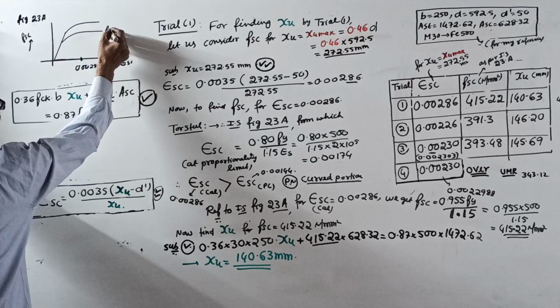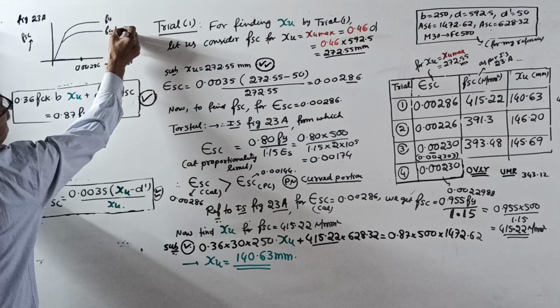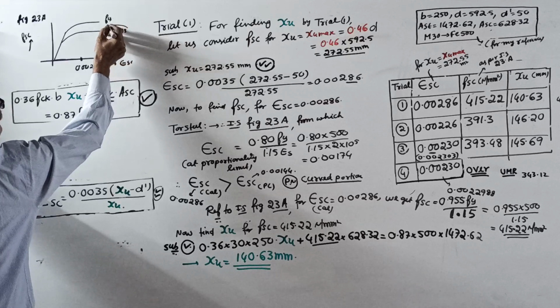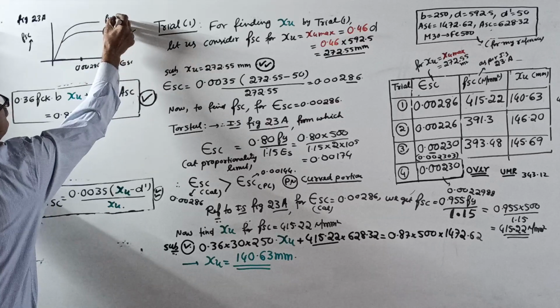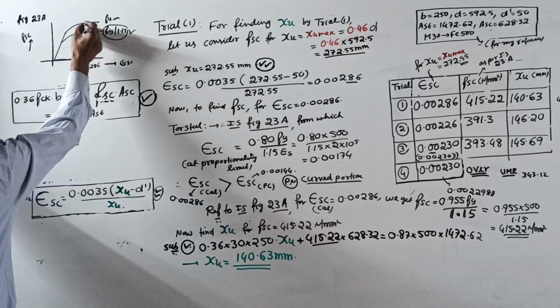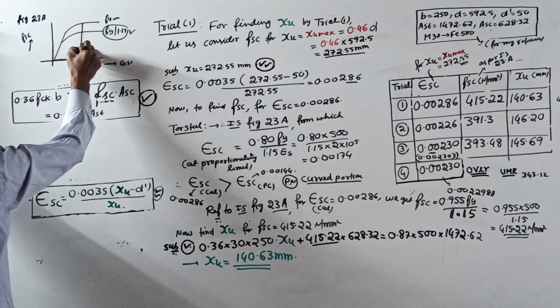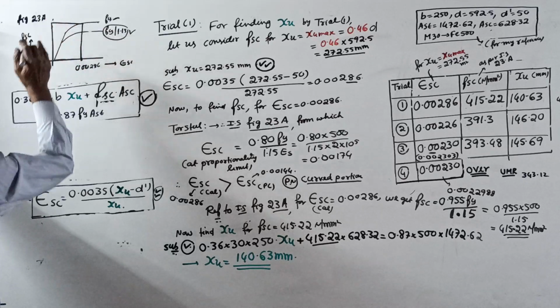This is Fy. This is Fy by 1.15. Actually, you have to use this one, but values are not there. Use this one, later divide. So you go for the Fy curve. It will come somewhere here. Either side, you can see two numbers.